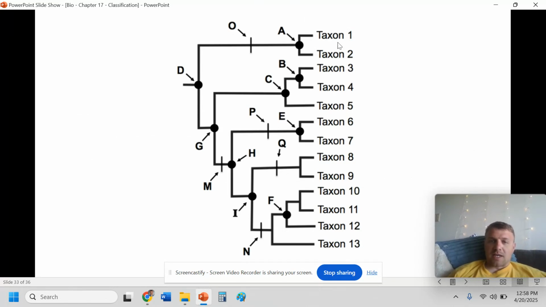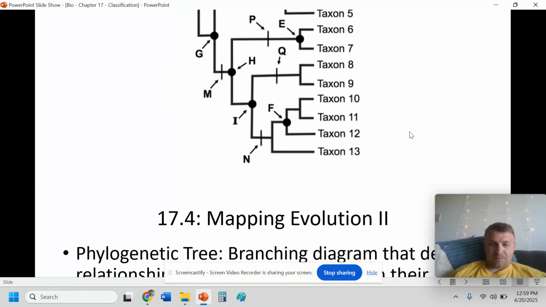So what I can show you here is that taxon 1 and 2 share a common ancestor at A. Taxon 1 and, let's say, taxon 4, we have to go all the way back here to D, because that's the most recent common ancestor that both of them had. Between taxon 8 and taxon 10, the most recent common ancestor is I. Between taxon 6 and taxon 13, again, we'll go back in time and find that ancestor H is the most recent common ancestor between 6 and 13.